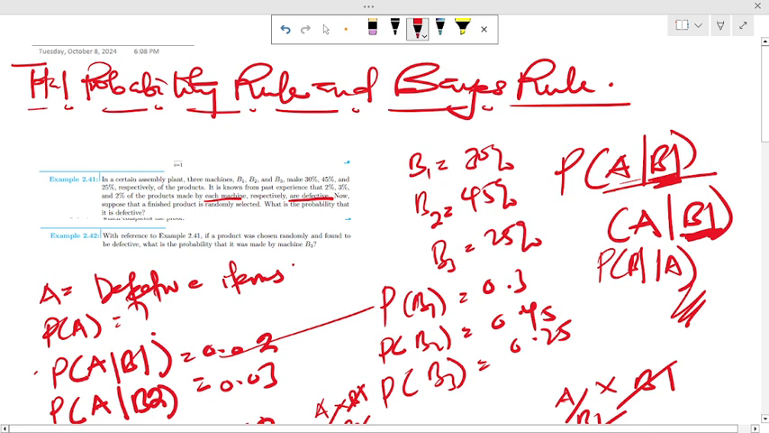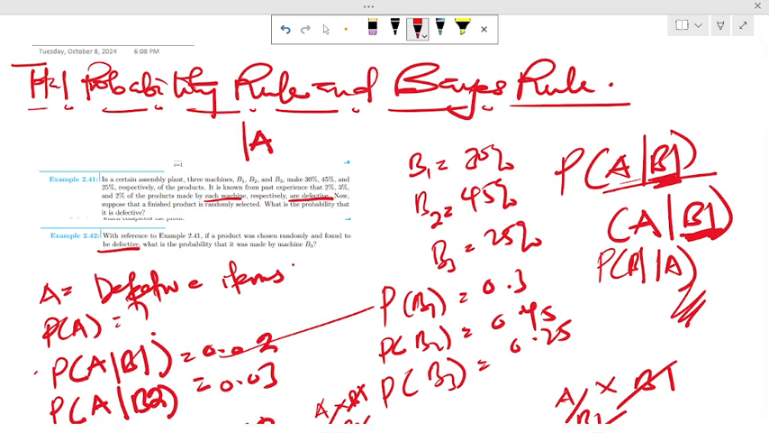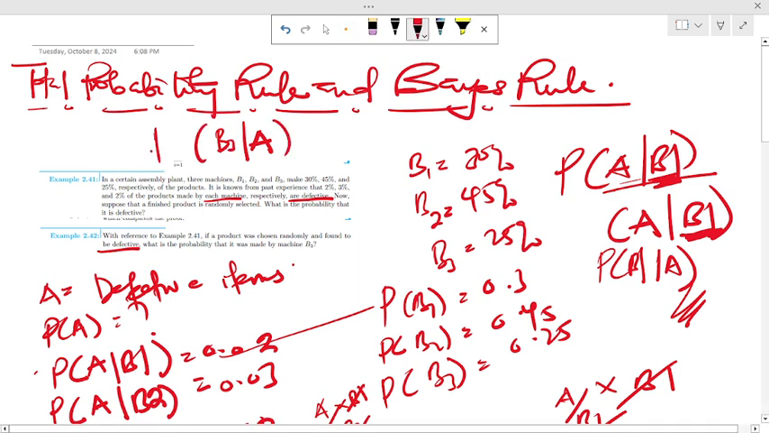But read this question. With reference to example 2.41, if a product was chosen randomly and found to be defective, so now they are telling you that it's defective first. So the defective has to come before that condition symbol. What is the probability that it is made by machine B3? So B3 will come before the condition, right? So this is what we are asked to find. Writing what we are asked to find is really important, right?